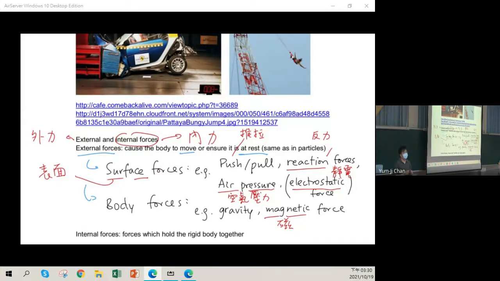Surface forces are the forces that act on the surface of a body, like when we pull the table and we push the table. It acts on the surface of the body. We are not acting on the middle of the wood. The force is acting on the surface of this piece of wood, not on the inside of the wood. So it is a surface force. Okay.